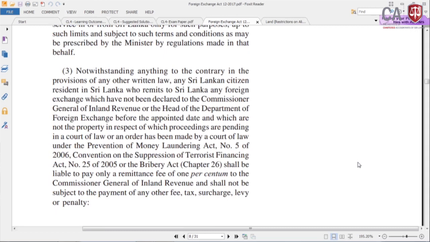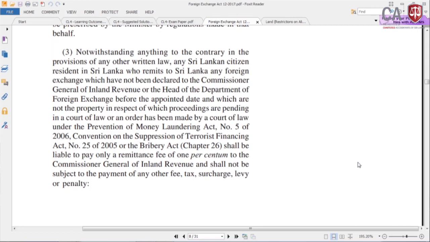Notwithstanding anything to the contrary in the provision of any other written law, any Sri Lankan citizen resident in Sri Lanka who remits to Sri Lanka any foreign exchange which has not been declared to the Commissioner General of Inland Revenue or Head of Department of Foreign Exchange before the appointed date, and which is not property in respect of which proceedings are pending in a court of law or an order has been made by a court of law under the Prevention of Money Laundering Act number 5 of 2006, the Convention on the Suppression of Terrorist Financing and so forth.